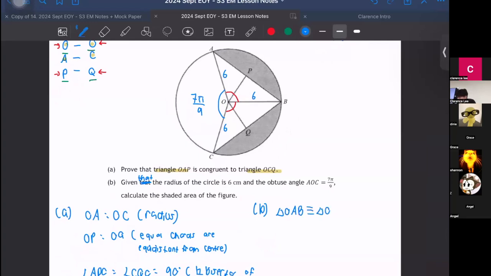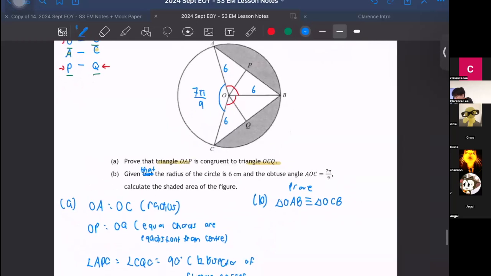You must go and prove this portion over here. Okay, you must prove this before you can assume that they are congruent, which means you can use the fact that the two angles are equal. The two angles in red are equal.